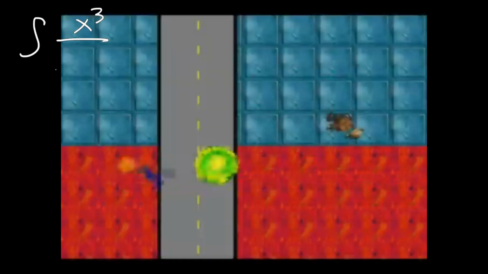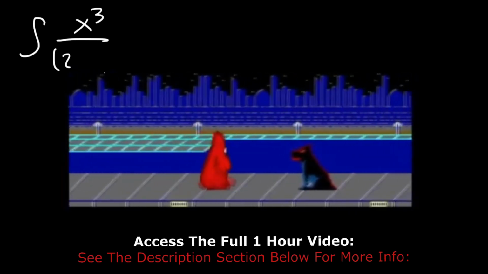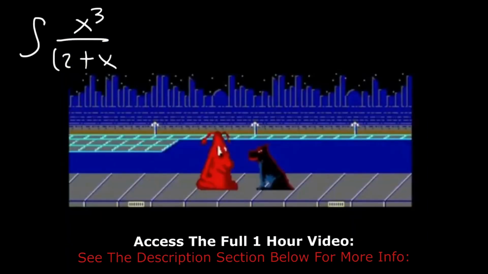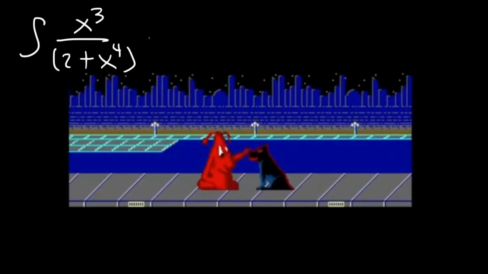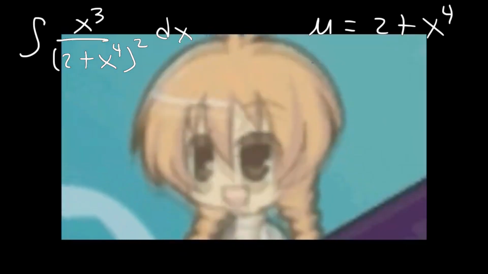Let's work on some more problems. Feel free to pause the video and try this one. Integrate x cubed divided by 2 plus x to the 4th raised to the 2nd power. Now typically it's better to make u equal to the stuff that has the higher exponent. 4 is higher than 3. So let's make u equal to 2 plus x to the 4th.